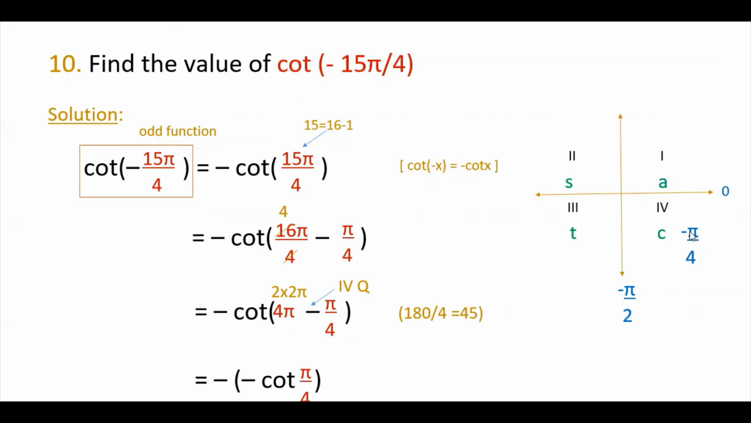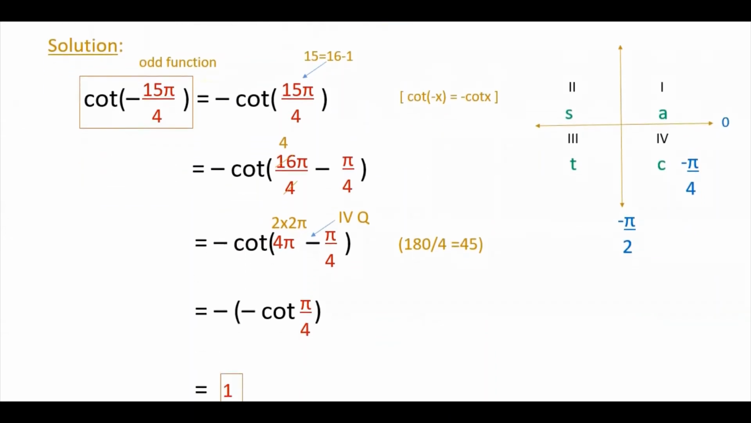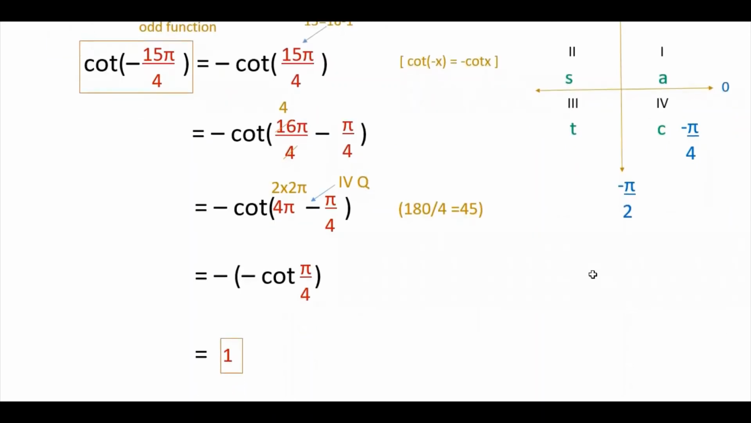Just check here, -π/4. This is the negative angle, so it comes in the fourth quadrant. In the fourth quadrant only cos and secant are positive, remaining all are negative. So here it is cot, so you have to put a minus sign again. This minus is because of the odd function and this minus is because it is in the fourth quadrant. So minus of minus cot π/4. π/4 is 180/4, that is 45 degrees. So cot 45 is 1.